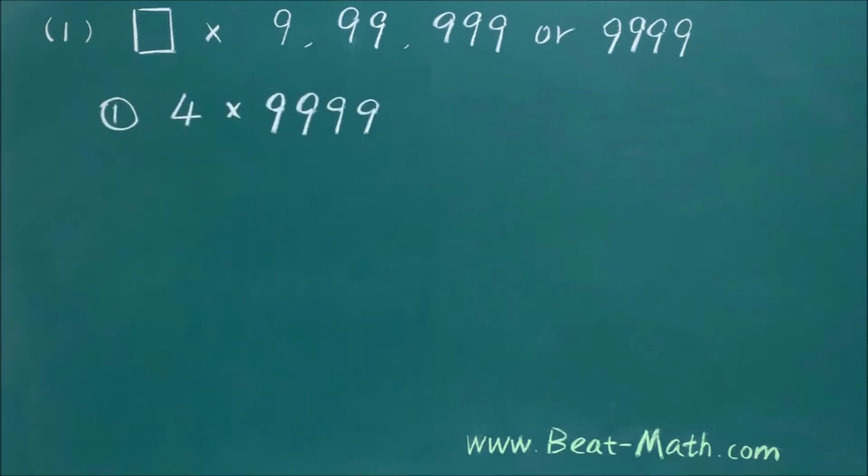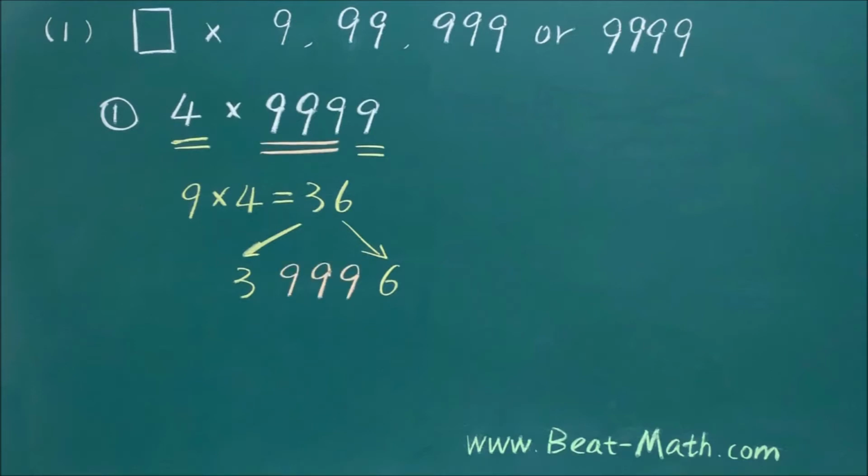4 times 9,999. Multiply 1 nine by 4 and get 36. Next, we put the 3 in the first and the 6 in the last position. Then we put the other 3 nines in the middle and get 39,996. That's the answer. It's just so simple and fast, right?